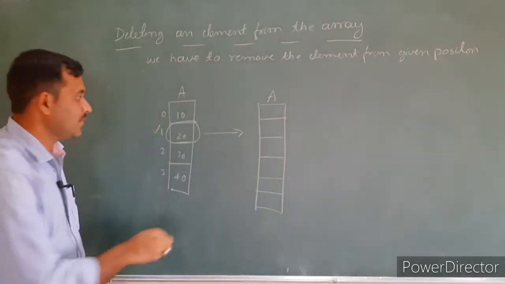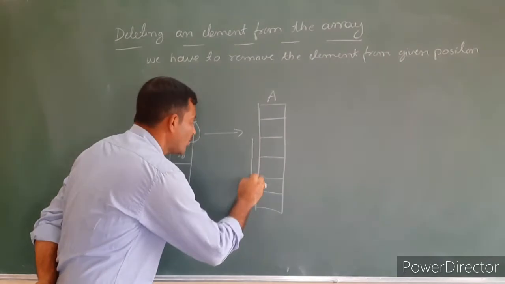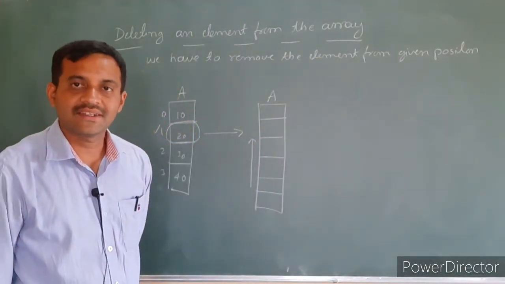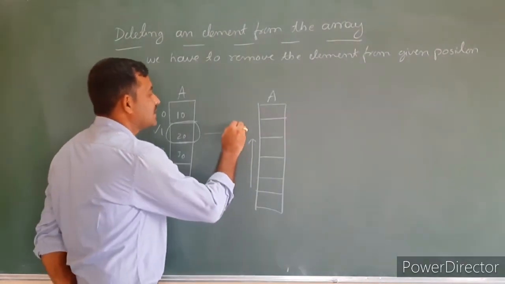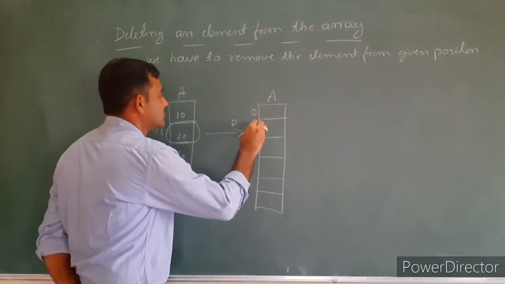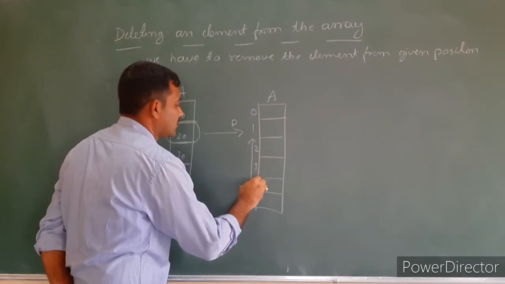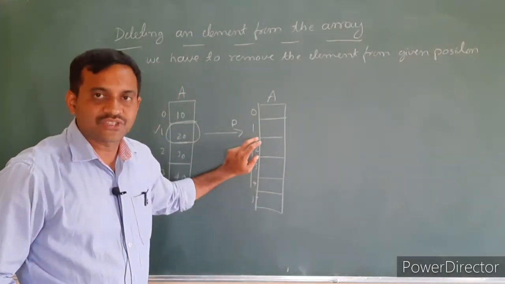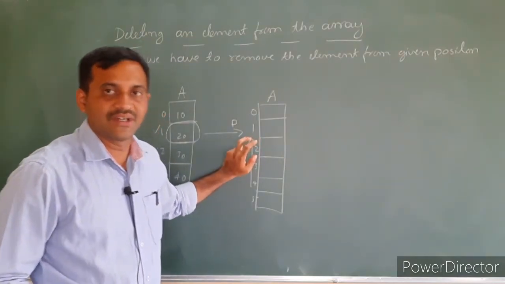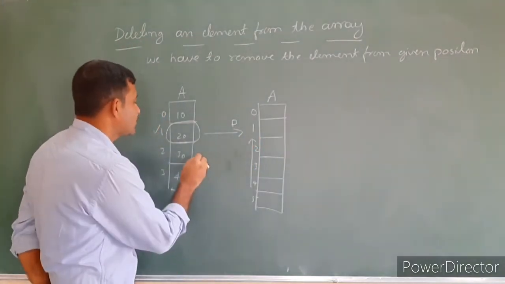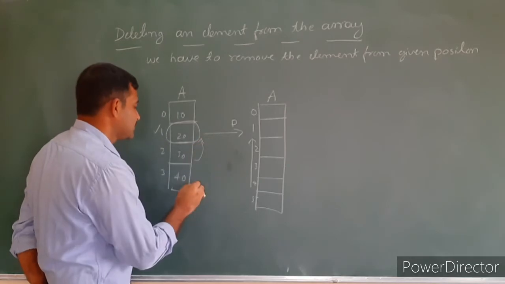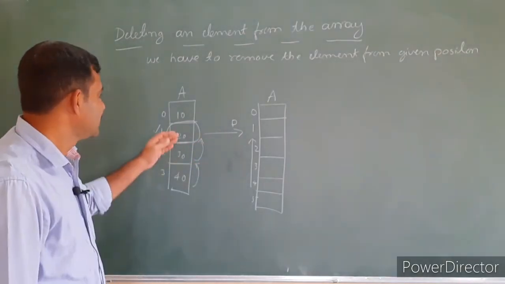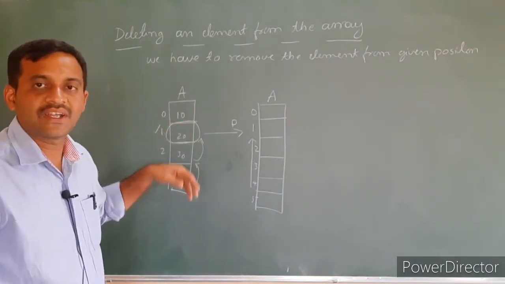To remove the element, we just have to override it with the next elements. So this is the given position P. We have to remove the element from the second position, that is index value 1. How to remove? Just override the elements. Then the overridden element is automatically removed.